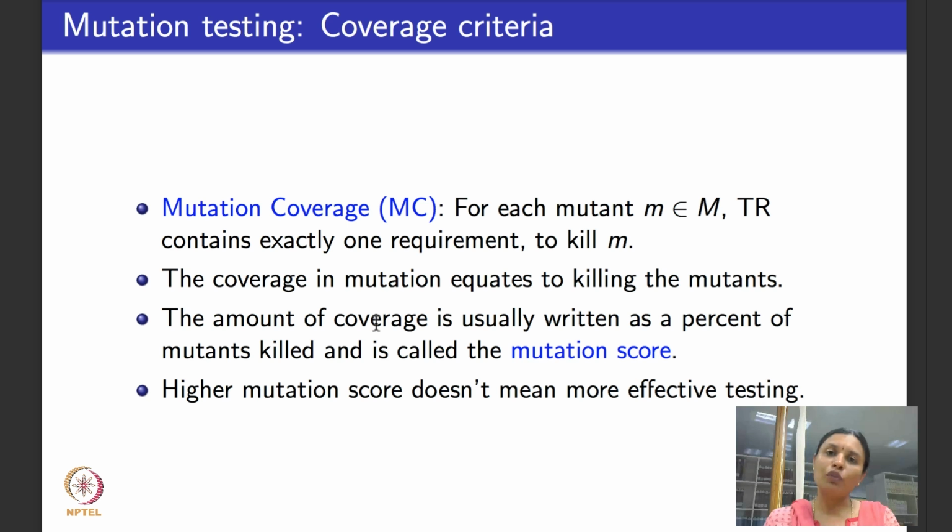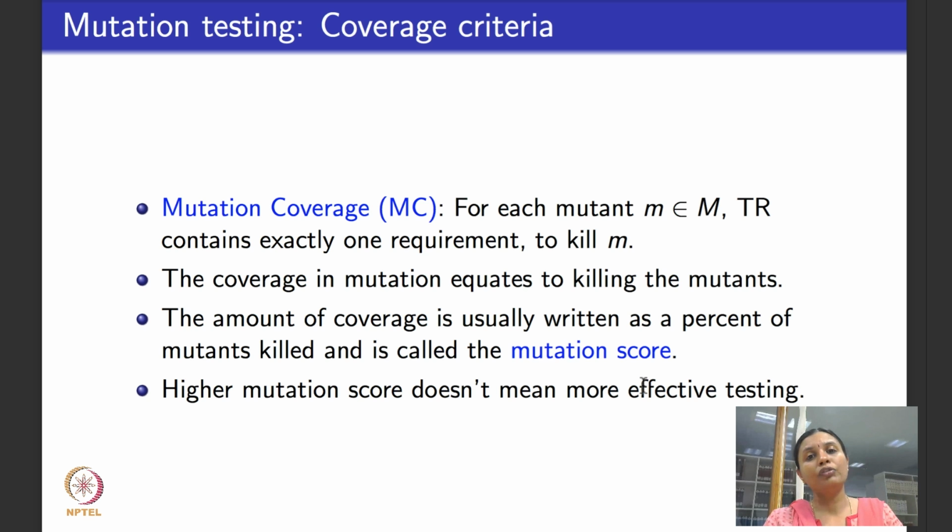If you've managed to kill only 10 out of 15 mutants, then the mutation score says that you have killed only 10 out of 15 mutants, which means you have roughly killed about 75% of the mutants that you created. So the amount of coverage usually means the amount of killing of the mutants that you can do, usually written as a percent of mutants killed, and is called mutation score.